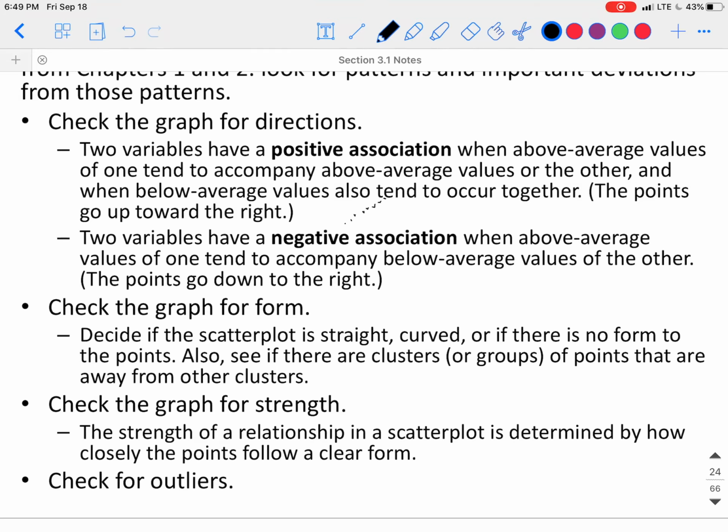So positive, they're going to go up to the right. Negative, they're going to go down to the right. You're going to check the graph for the form. So you're going to determine if the scatter plot is straight, if it's curved, or if there is no form to the points. Also, you need to see if there are any clusters or groups of points that are away from the other clusters. You're going to check the graph for the strength. The strength of a relationship in a scatter plot is determined by how closely the points follow a clear form. And then you're going to check for any outliers.